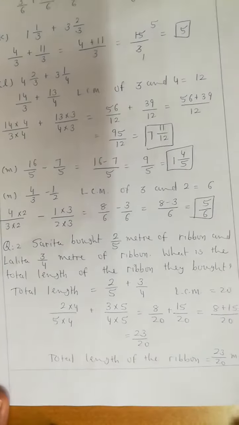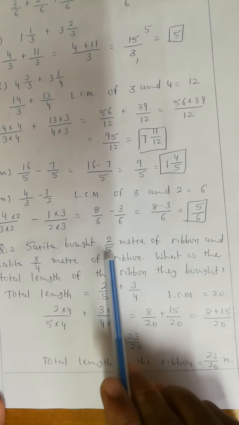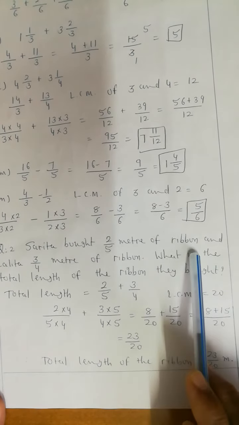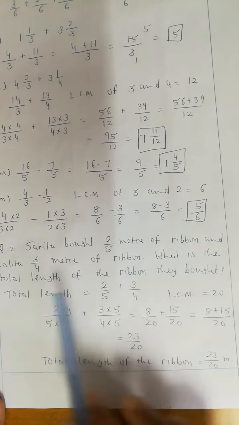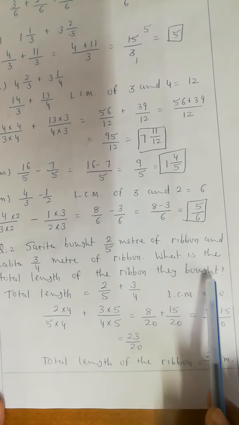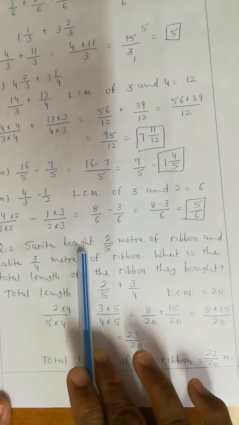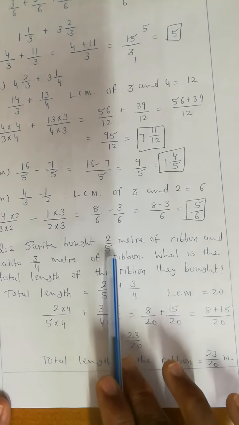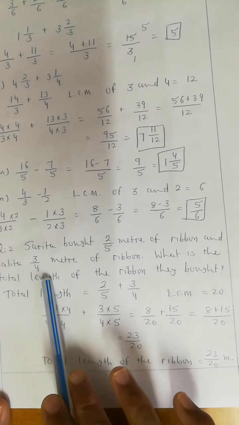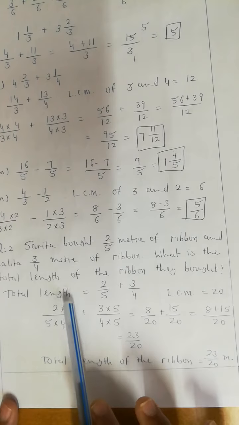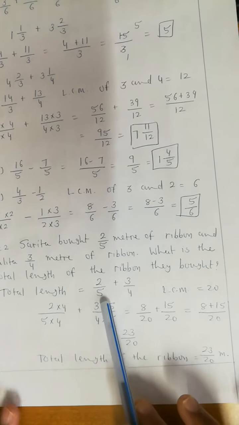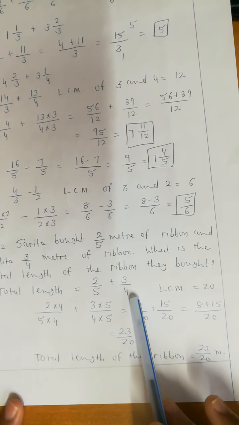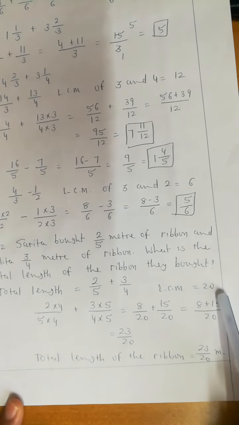Now question number 2. Sarita bought 2 upon 5 meter of ribbon and Lalita 3 upon 4 meter of ribbon. What is the total length of the ribbon they bought? Sarita's ribbon is 2 upon 5. Lalita's ribbon is 3 upon 4. Means total length will be 2 upon 5 plus 3 upon 4. Here denominators are not the same. Therefore LCM will be 20.